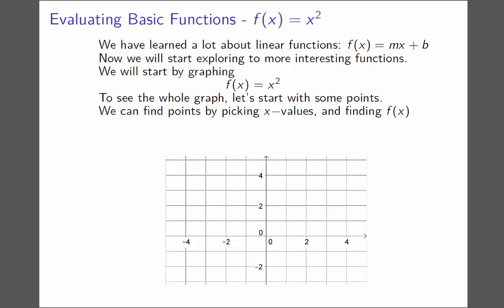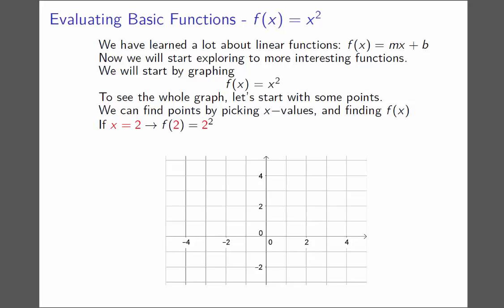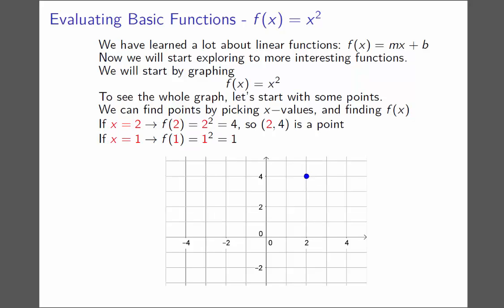We can find points by picking x values and evaluating what f(x) should be. If x = 2, then f(x) is 2², which is 4. So (2, 4) is a point which we can include on our graph. And if x is 1, then f(1) is 1², which is 1. So (1, 1) is a point on our graph as well.